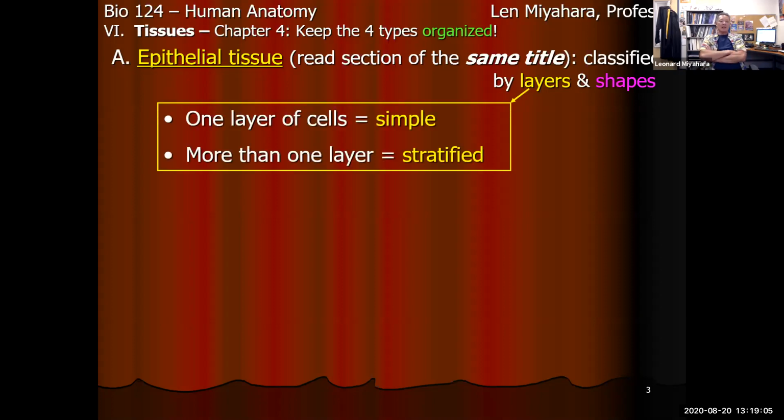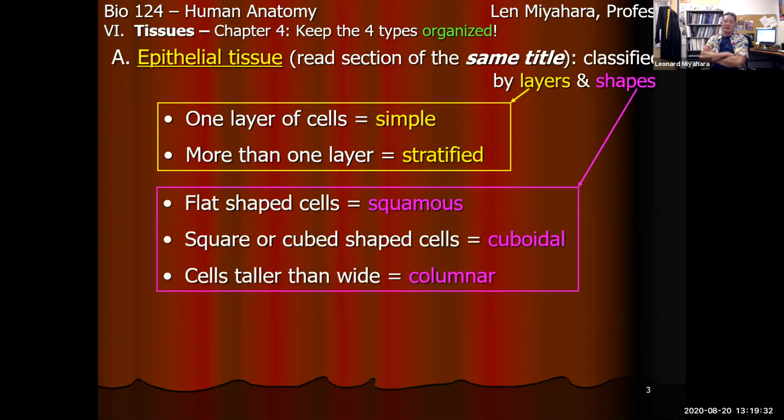The cells can either be a single layer or it can be 2 or more cells thick. If it's a single layer thick, it's called simple. If it's 2 or more layers, it's called stratified, which means layered. Notice it is the yellow word. Then epithelial tissues are classified by the shapes of the cells on top. We'll cover this more later, on the free surface.